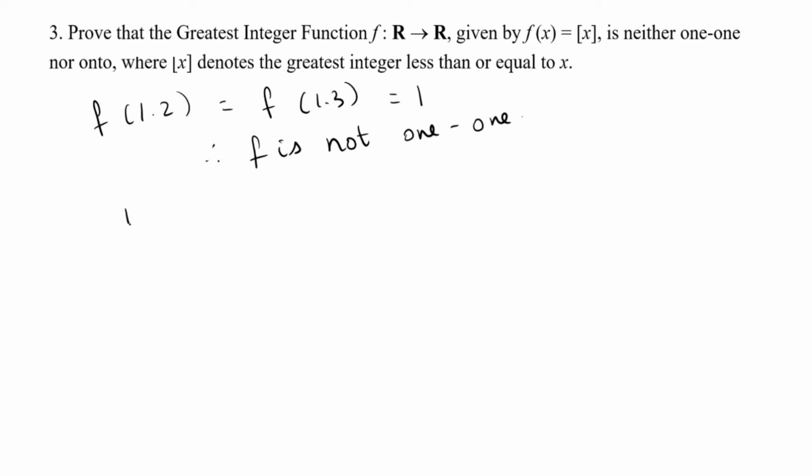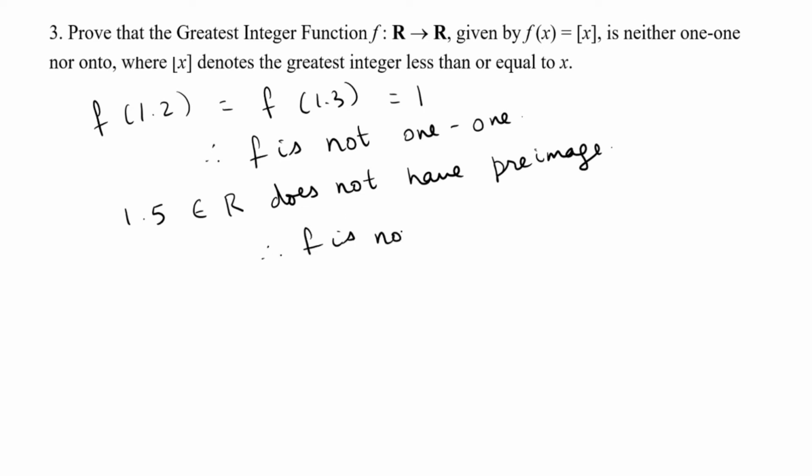And then if we see the number 1.5, it is a real number. It belongs to R but does not have a pre-image. Therefore f is not onto.